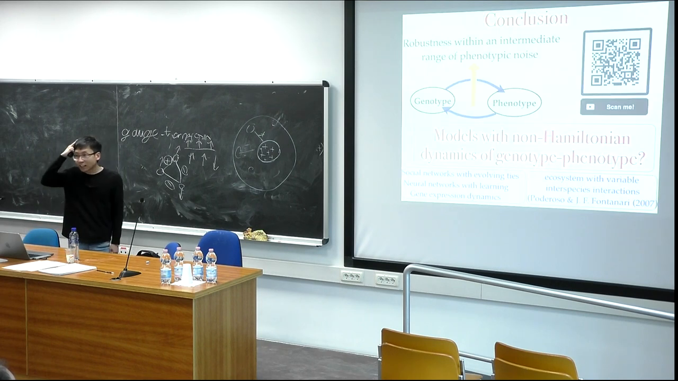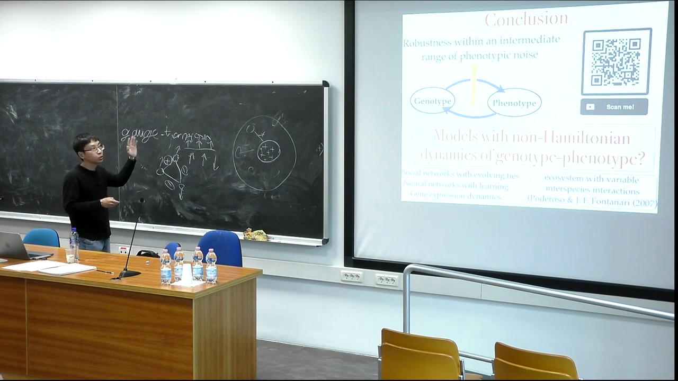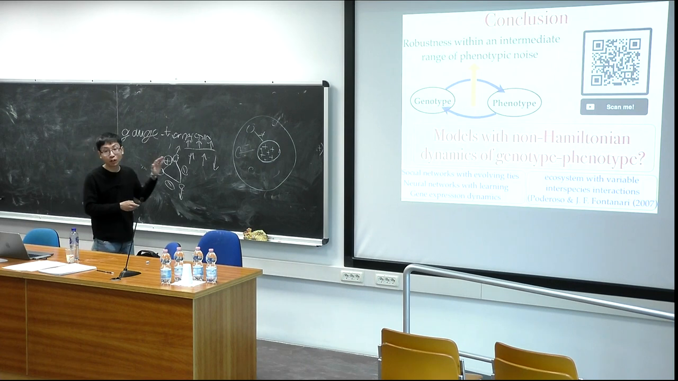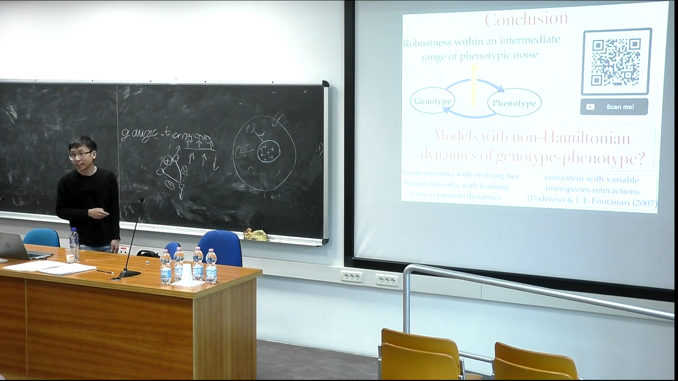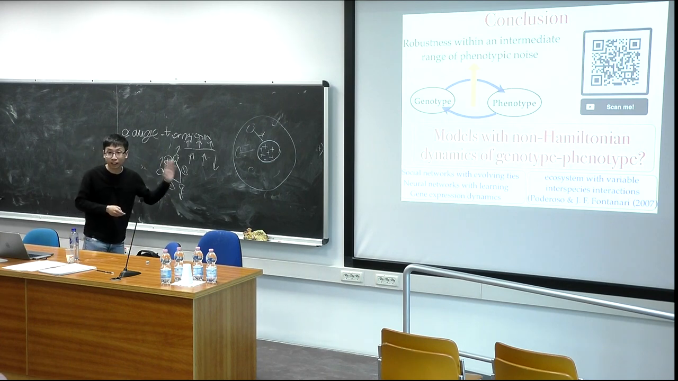Okay, so I think I come to the end of my presentation. You can scan this QR code for the paper. Just to wrap up, we want to understand how the interrelationship, the coevolution of the genotype and phenotype, affects its robustness, right? And we observe that it can give rise to a robust biological system, but only within an intermediate range of the phenotypic noise. Which means that too low noise is not good, too high noise is also not good. Only at some intermediate value of noise, it's good. So it's quite similar to the conclusion from the model in the morning lecture of Cooney, even though these two models are in quite different contexts.